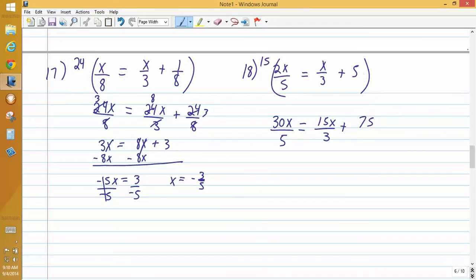Now this is the step where all the denominators should cancel out. It's going to leave me with 6x equals 5x plus 75. And to solve for x, I need to move this x to the left side. Subtract 5x from both sides. You get x equals 75.